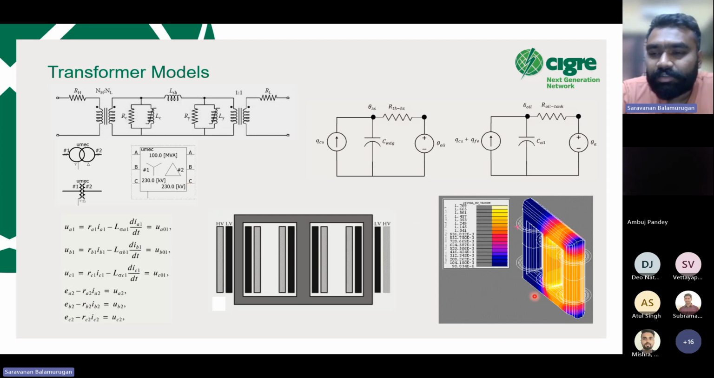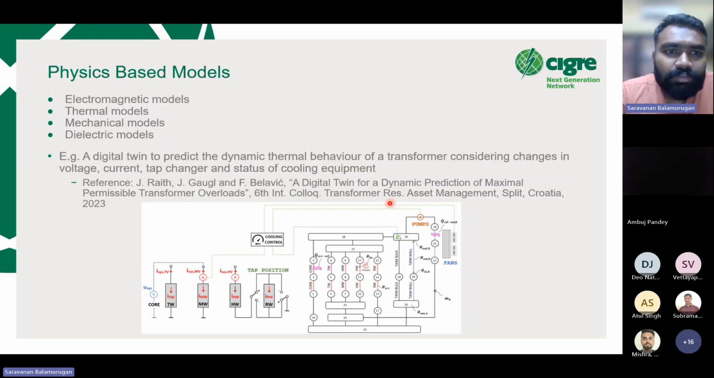So this image shows the finite element analysis, or the physical model, of your transformer, right? Some of the most common physics-based models are going to be your electromagnetic model, thermal models, mechanical models, and certain dielectric models.